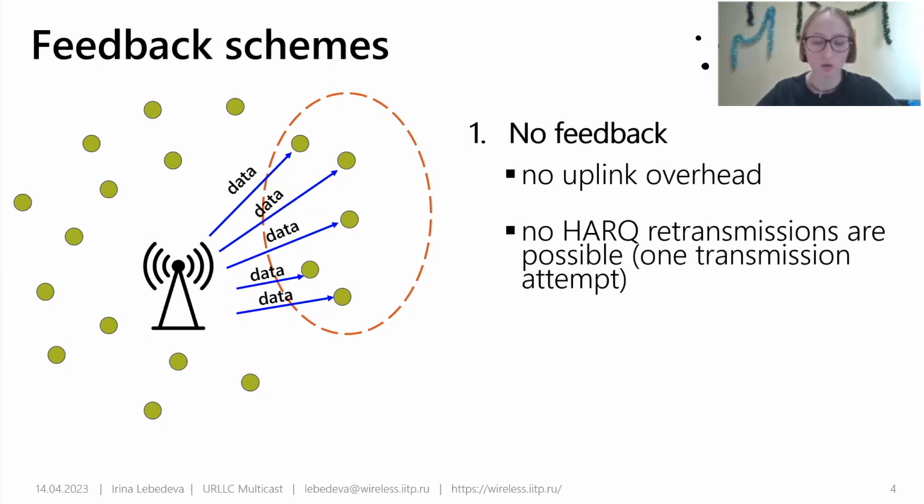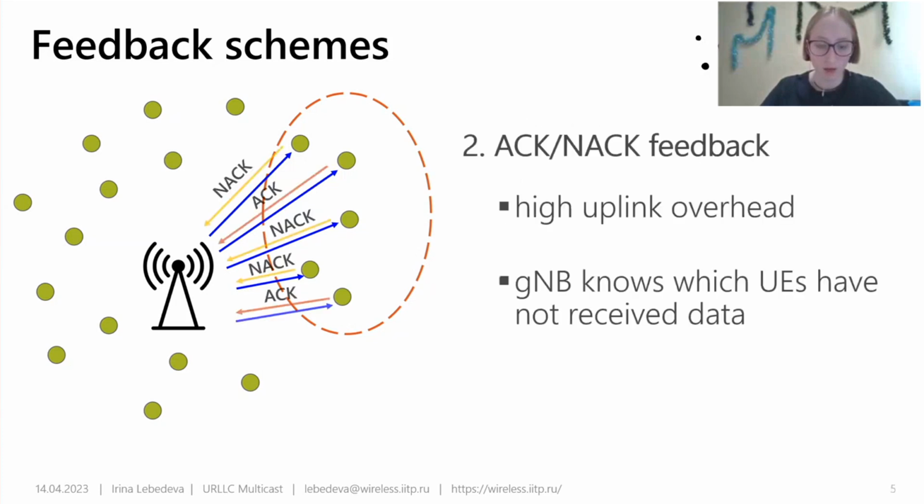First scheme, which we call no feedback, the gNB does not allocate uplink resource for feedback at all. Thus, HARQ transmissions are not used with this scheme, and the base station makes only one transmission attempt. In contrast, with the second scheme called ACK-NACK feedback, the gNB allocates a separate uplink feedback resource for each UE, such that the UE can send a positive acknowledgement ACK or negative acknowledgement NACK for each transmission.